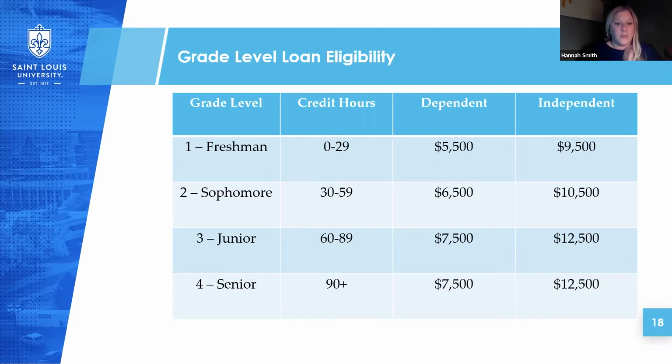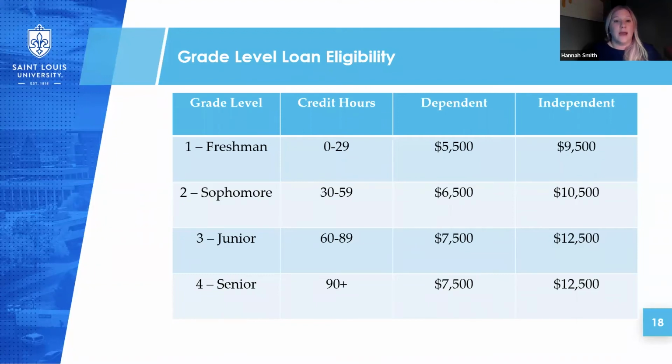If you're a sophomore by credits, you'll have $6,500, and then junior and senior year, you'll have $7,500 in that federal direct student loan. And these are loans in the student's name. And that's for dependent students. So there are some things on the FAFSA that would allow a student to be deemed independent and therefore not have to provide their parent information on the FAFSA.